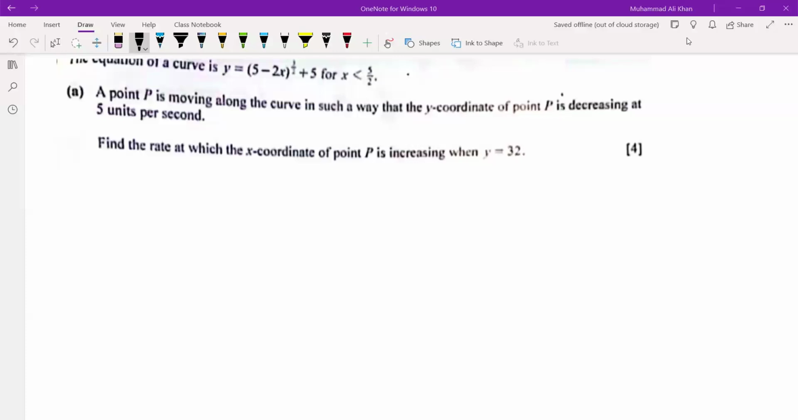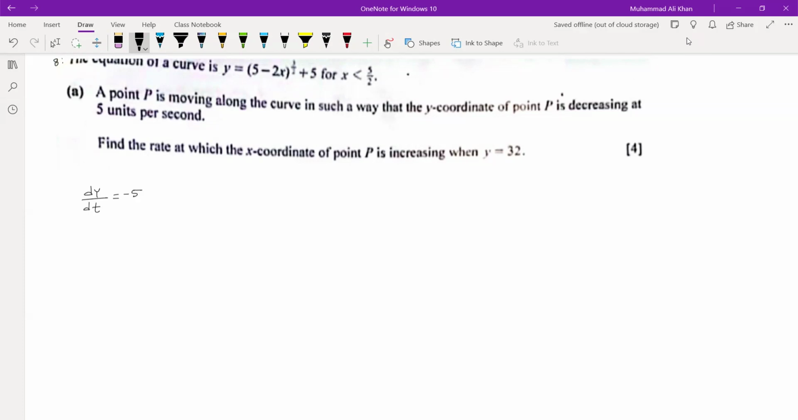Now, students, question number 8 is the question of differentiation. The first part is about the rate. A point P is moving along a curve in such a way that the y coordinate of point P is decreasing. So dy over dt is decreasing at a rate of 5, so a negative sign, because it is a decreasing rate.